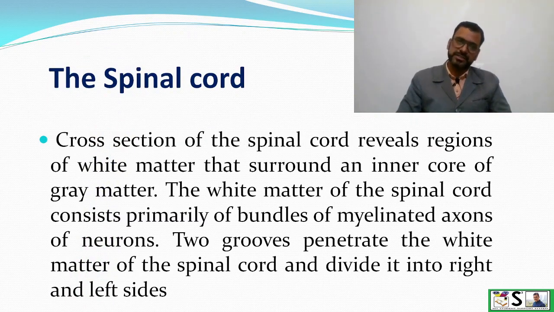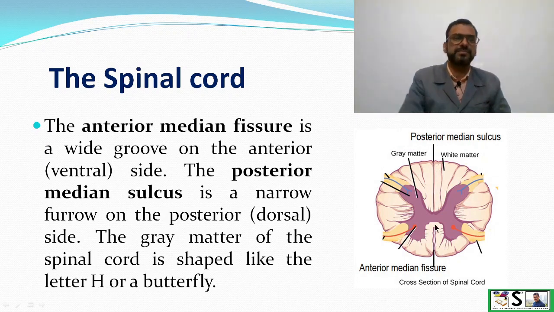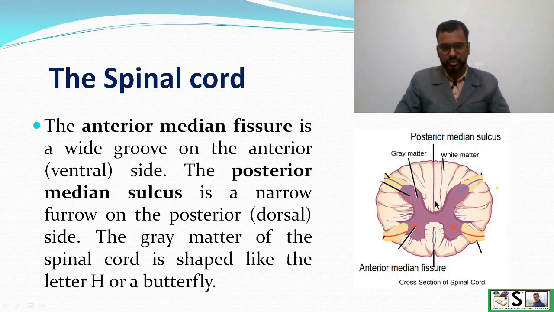Cross-section of spinal cord reveals the regions of white matter that surrounds the inner core of gray matter. The white matter of spinal cord consists primarily of bundles of myelinated axons of neurons. Two grooves penetrate the white matter of the spinal cord and divide it into right and left sides. Here, this is the posterior sulcus and this is the anterior sulcus. The anterior median fissure is a wide groove on the anterior side, while the posterior median fissure is a narrow groove on the posterior side.